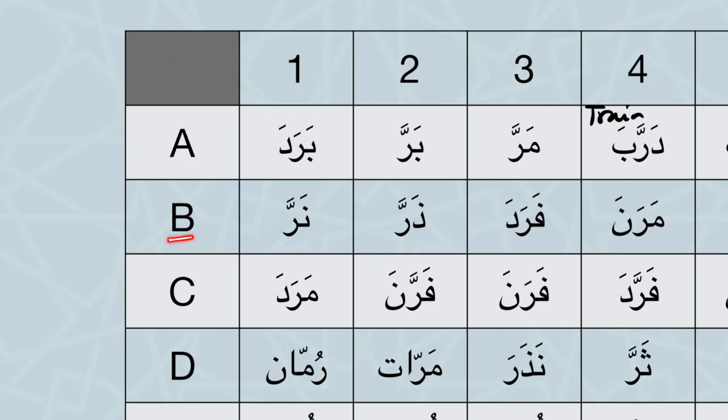Anyone wants to take row B? Sorry. Okay. So Maya, you will do B, and Hamso, you will do C. Is that okay? Okay, Maya.